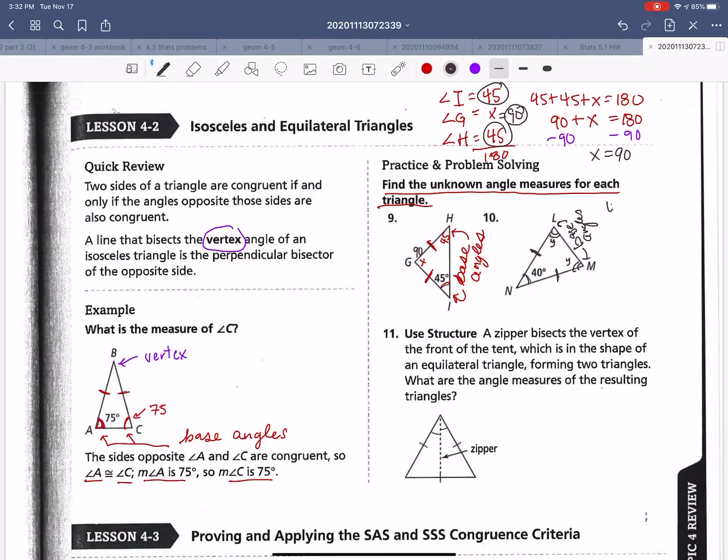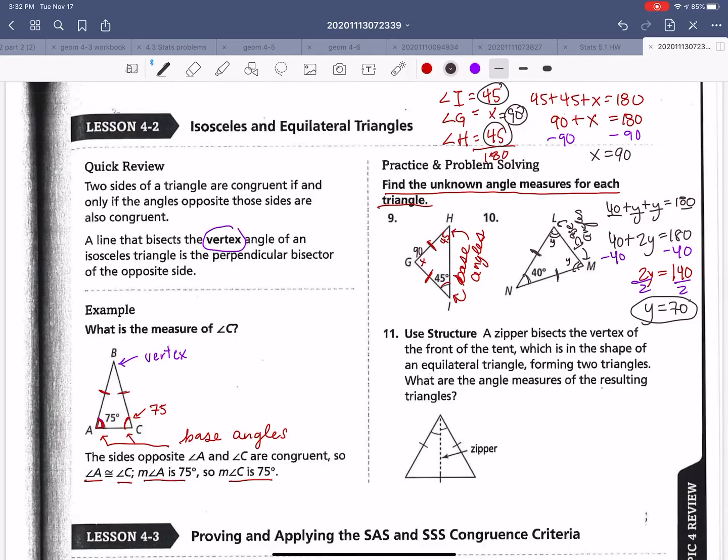So, okay, we got 40 plus Y plus another Y. All those angles have to add up to 180, right? So I've got 40 plus 2Y is 180. Now doing a little bit of algebra, I got one more step to be done. Y is 70.